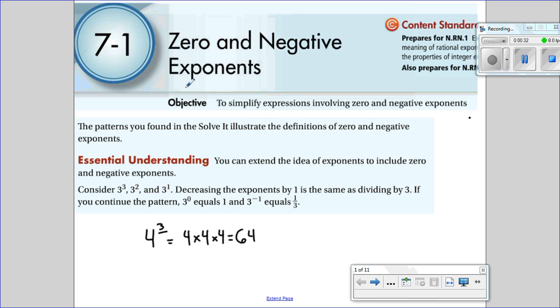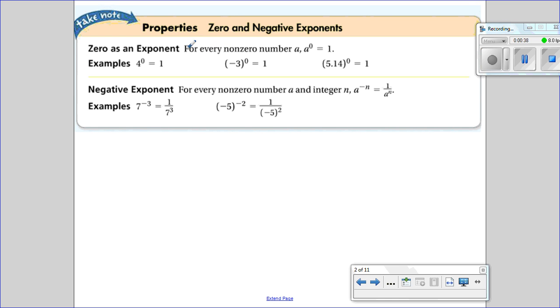Now we're going to be dealing with exponents that are either 0 or negative. So we've got to figure out how to treat those. Here are a couple of rules that you should put in your notes. These are 0 and negative exponents. As long as we call this the base, as long as the base is non-zero, if the exponent is 0, your answer is 1. So 4 to the 0 power is 1, negative 3 to the 0 power is 1, and even a decimal, 5.14 to the 0 power, is 1. Almost anything to the 0 power is 1.